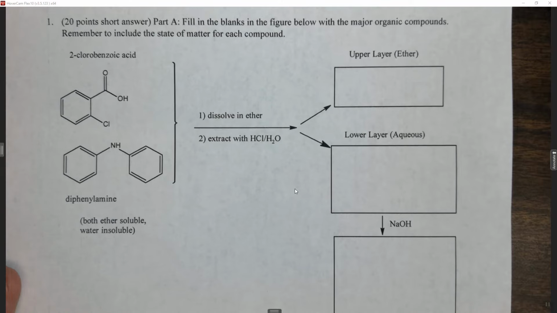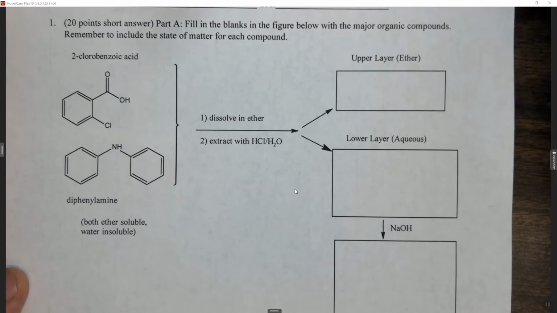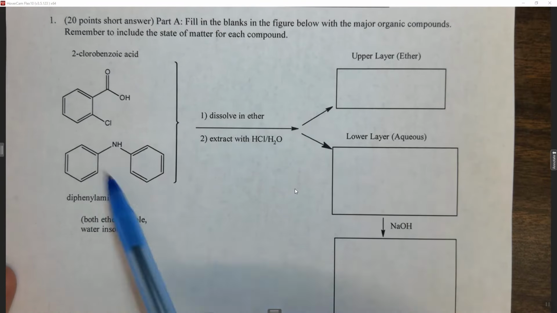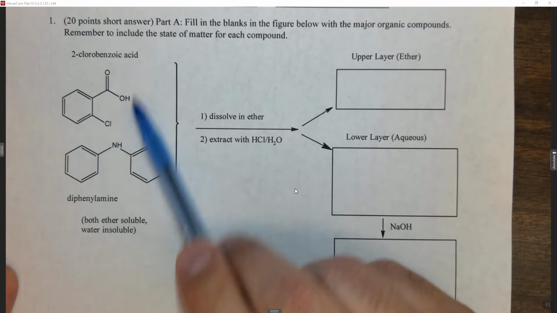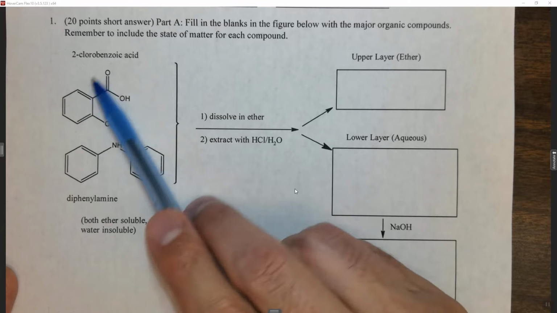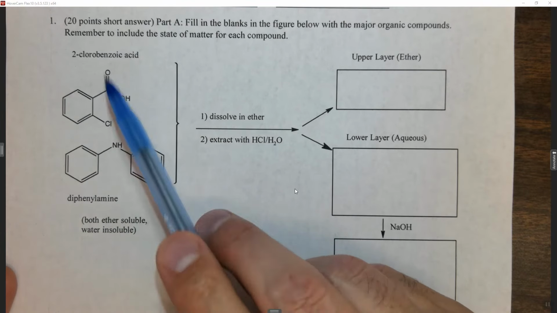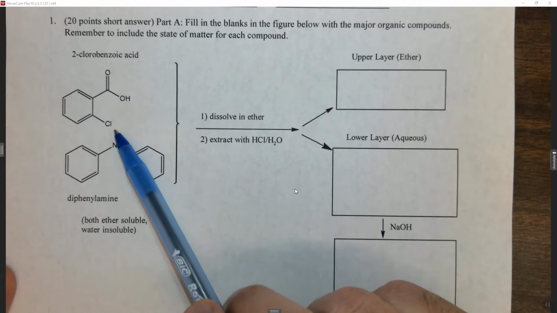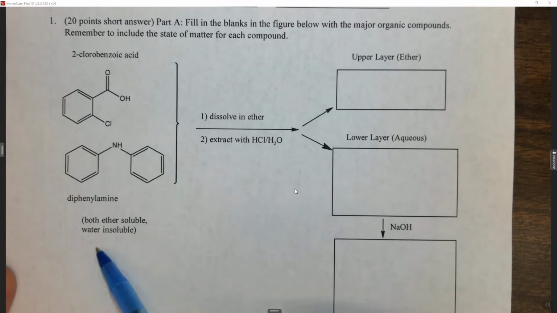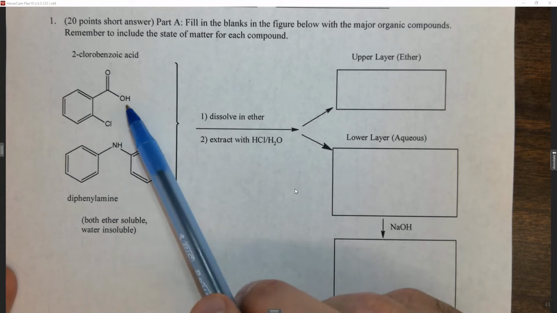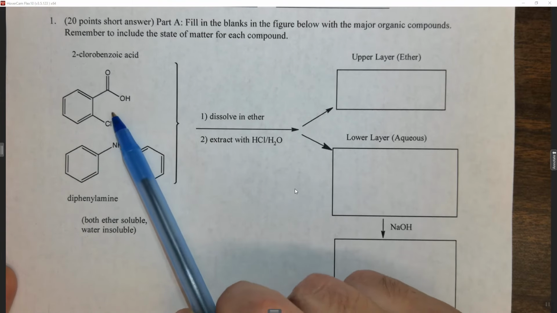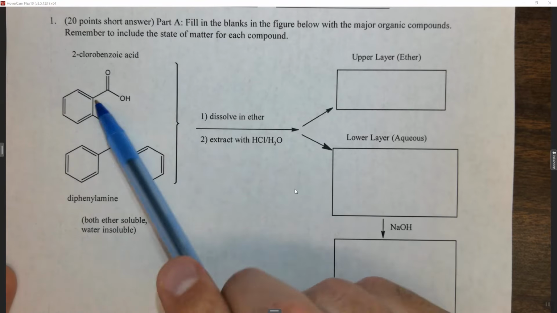All right, so it says, part A, fill in the blanks in the figure below with the major organic compounds. Remember to include the state of matter for each compound. So in this case, we have this molecule here, which is a carboxylic acid. Carboxylic acids are organic acids. This one's got a lot of carbons, so it's definitely soluble in ether, and it says both are ether soluble. So carboxylic acids can be removed from the ether layer with bases.